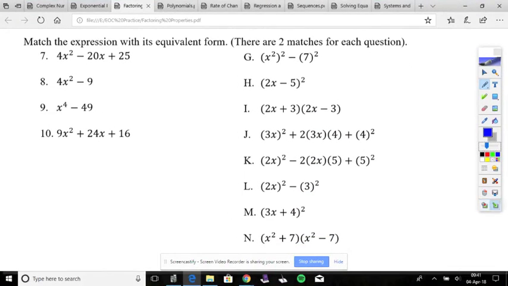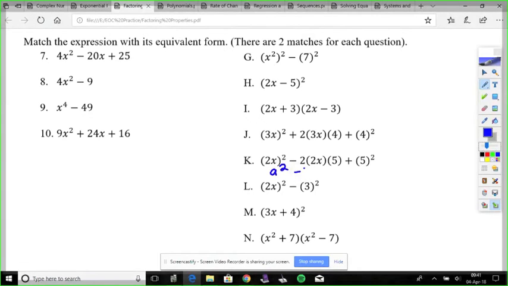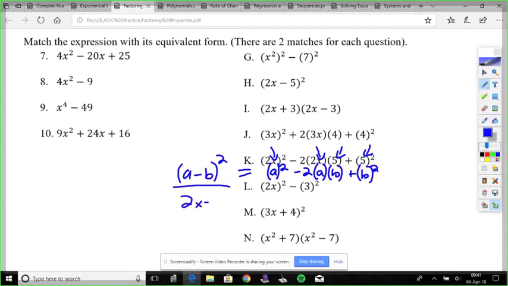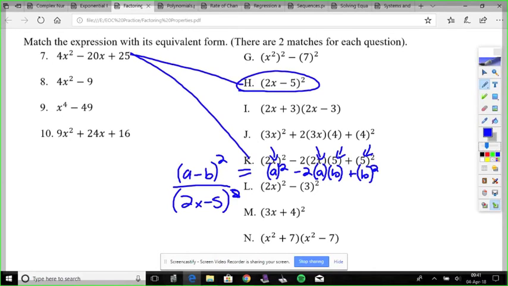Let me go back and show you that. The answer choice K matches the identity a squared minus 2ab plus b squared, right? And I know that identity, based on just looking at those identities up there, is the same as a minus b squared. Which, of course, if you line things up, makes a the same as 2x and b the same as 5. So if you're putting it back into this format, where a is 2x and b is 5, we have 2x minus 5 squared, which, of course, is H. So number 7 matches with H and K.